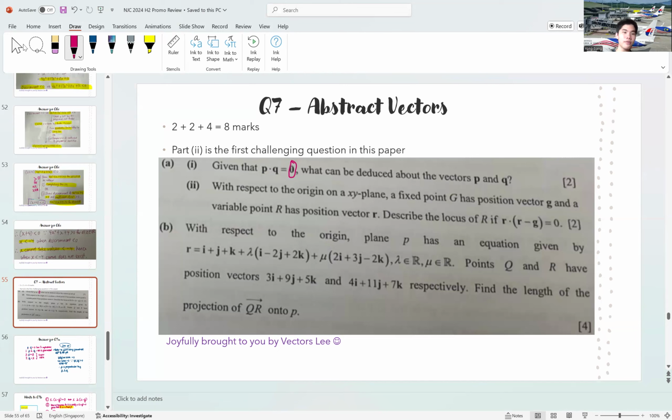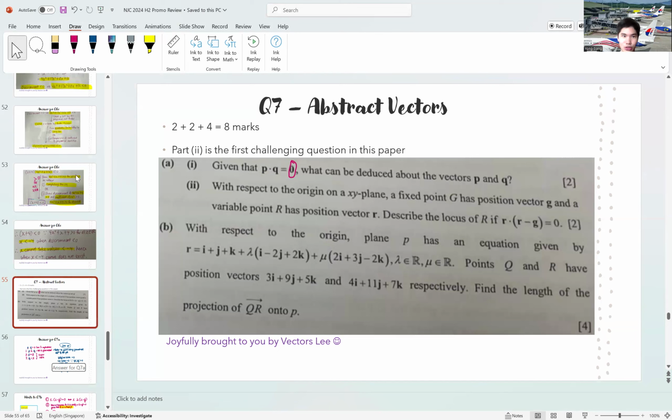This is very obvious, the most obvious content you have seen. I already told you the 99.9% guarantee in my vectors masterclass. So this means that vectors P and Q are perpendicular to each other. But ladies and gentlemen, I know a lot of you write this and a lot of you are correct. Yes, you are correct.